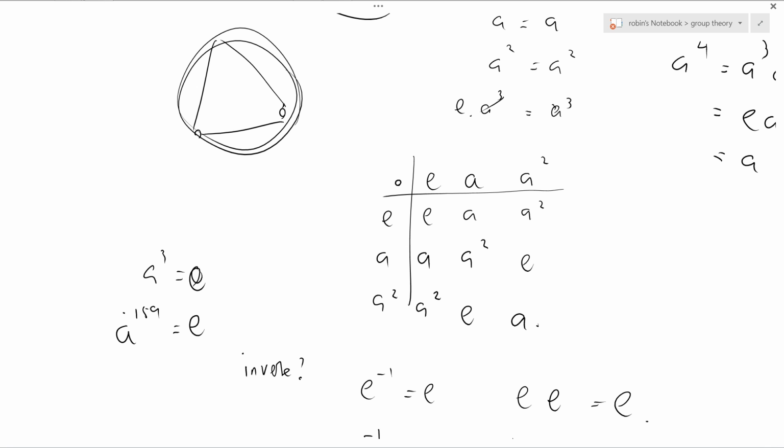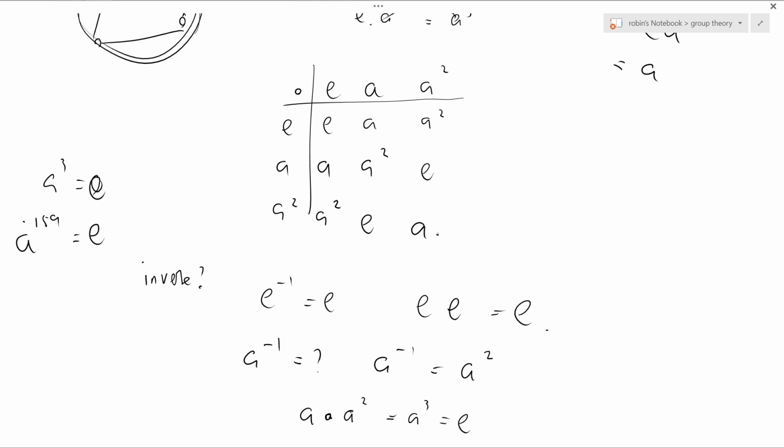So just to link this back to geometry, it's just as though we've got a triangle, and that's the identity, that's A, that's A squared, and going from there to there corresponds to multiplying by A, multiplying by A, multiplying by A again. If you do it 3 times, you get back to the identity element.